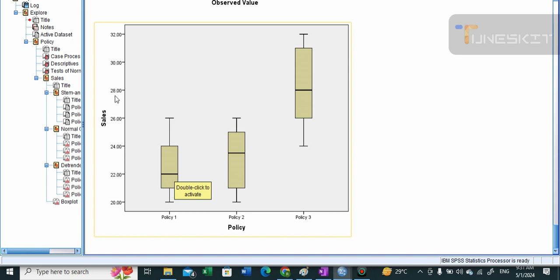The central line is non-overlapping with the other two boxes, which is telling us that there is a possibility that policy 3 is the most effective policy. So this is what the sample has guided us.